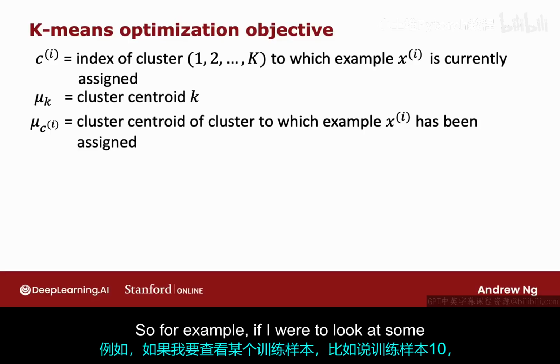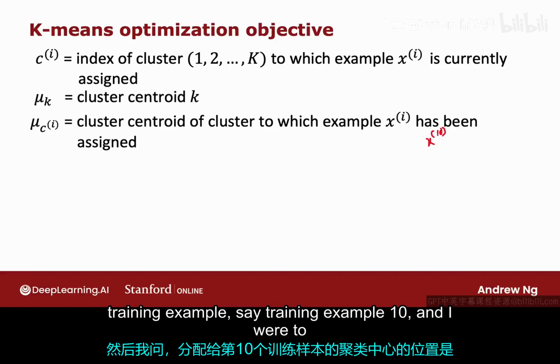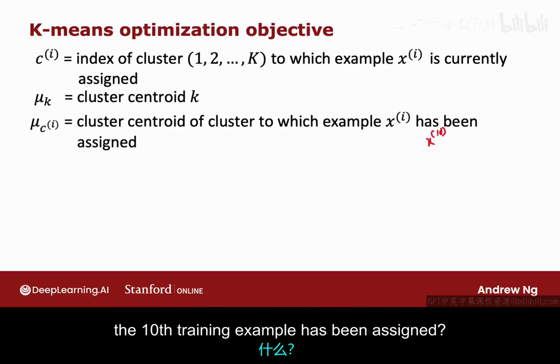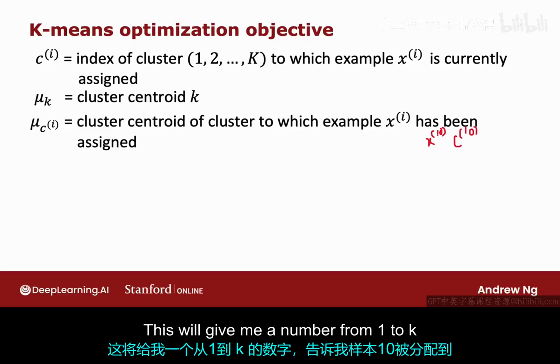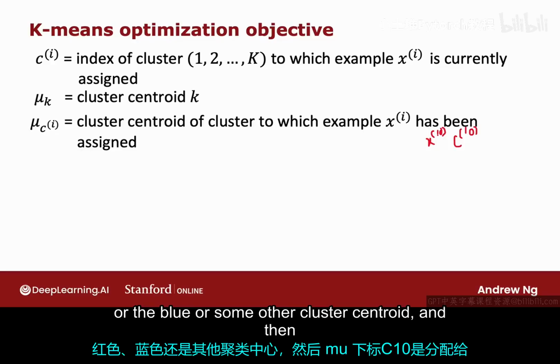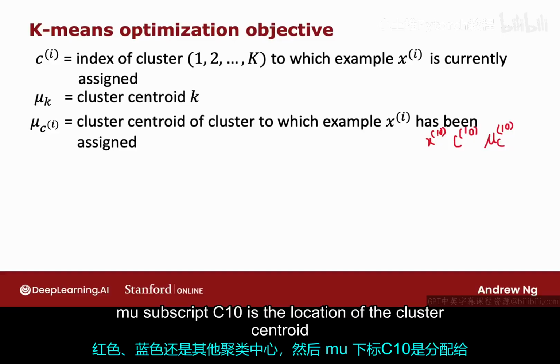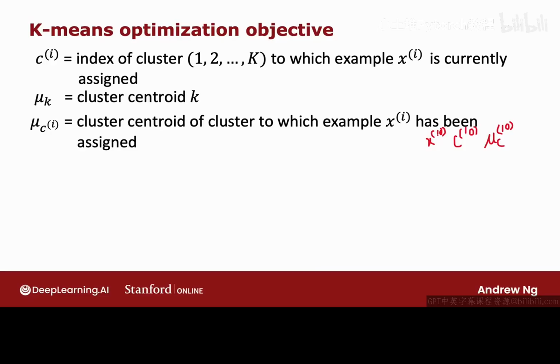So for example, if I were to look at some training example, say training example 10, and I were to ask, what's the location of the cluster centroid to which the 10th training example has been assigned? Well, I would then look up C10. This would give me a number from 1 to k that tells me, was example 10 assigned to the red or the blue or some other cluster centroid? And then mu subscript C10 is the location of the cluster centroid to which x10 has been assigned.